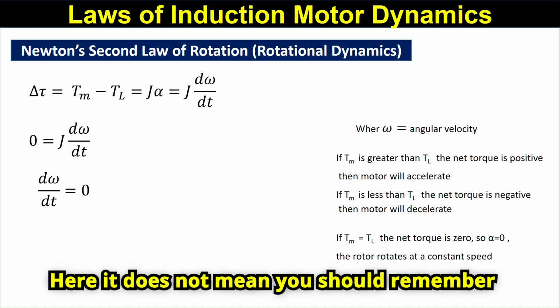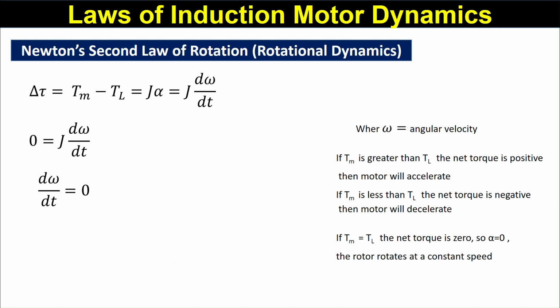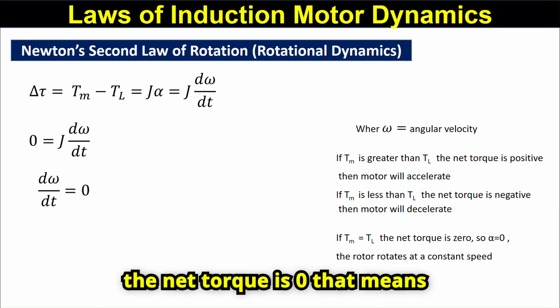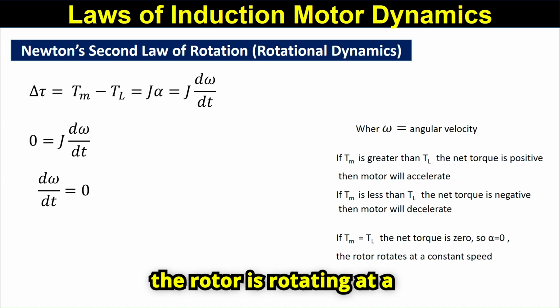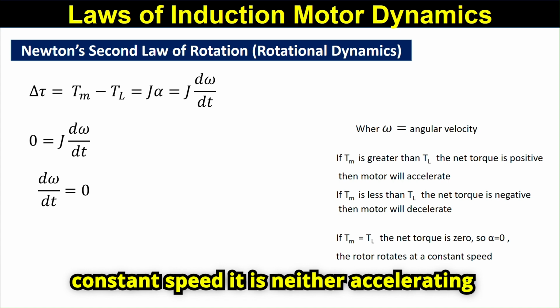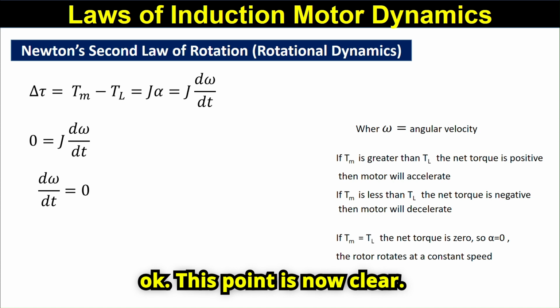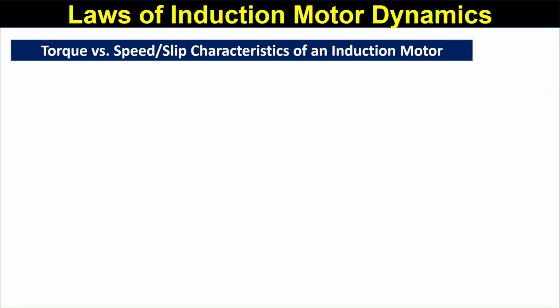The differentiation of any constant is equal to 0. You should remember, when the motor torque and load torque are equal, the net torque is 0. That means the rotor is rotating at a constant speed. It is neither accelerating nor decelerating. Okay, this point is now clear.